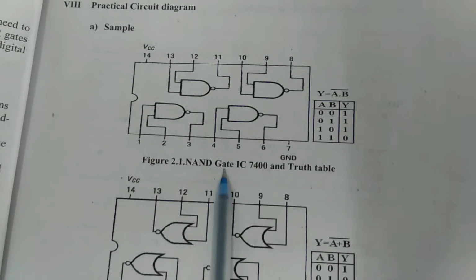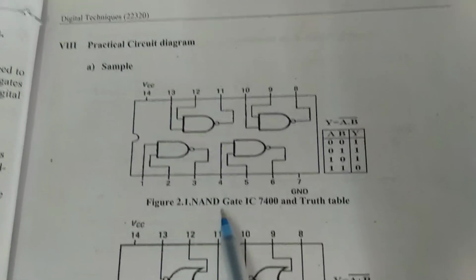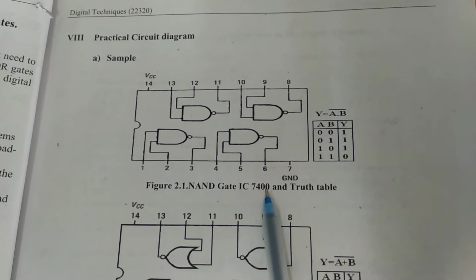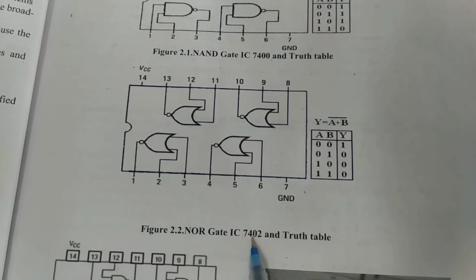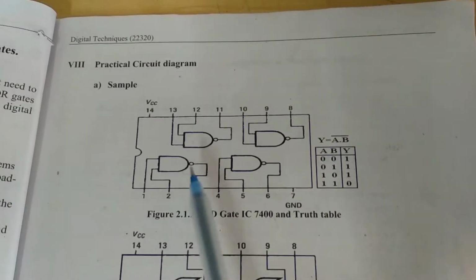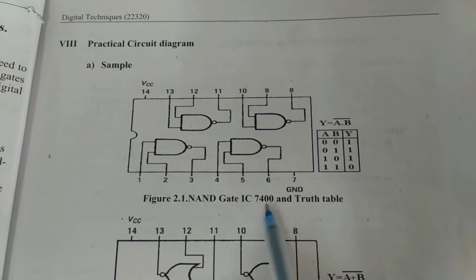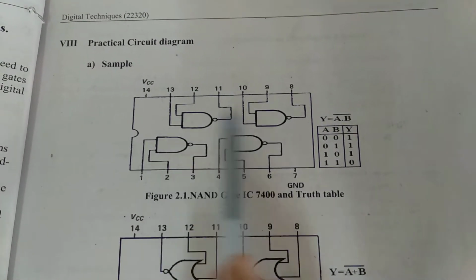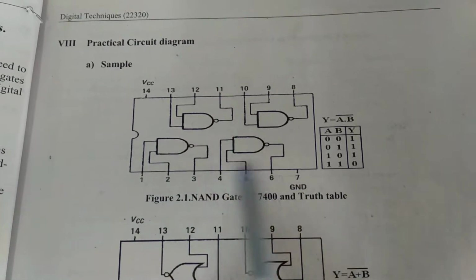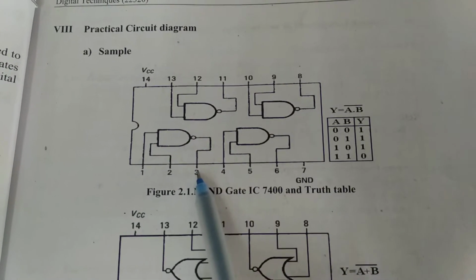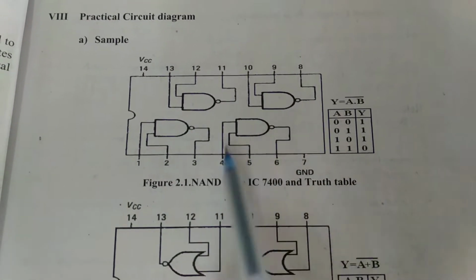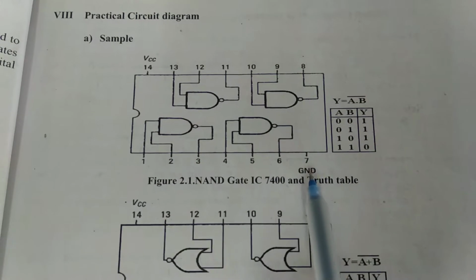So in this experiment you have to verify first universal logic gate, that is NAND gate, IC number is 7400, and second universal logic gate, that is NOR gate, whose IC number is 7402. So let us see the first NAND gate, IC number 7400. This is also having 4 gates inside a single IC. Pin number 1 and 2 are inputs, pin number 3 is output. Similarly for all other gates, pin number 14 is VCC, pin number 7 is ground.